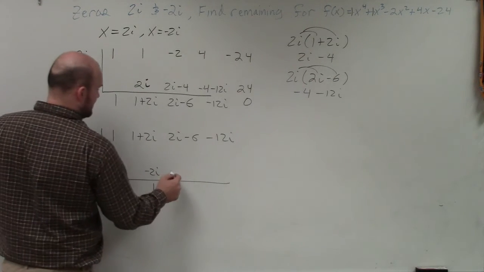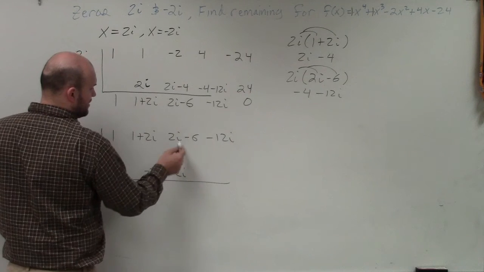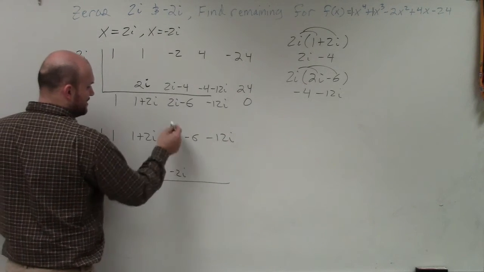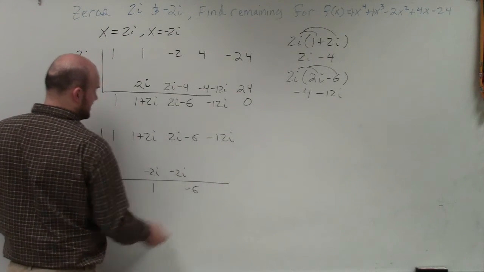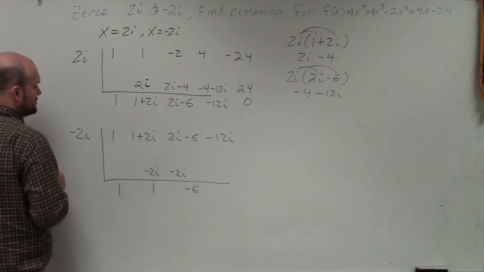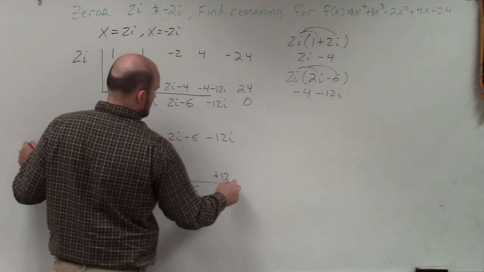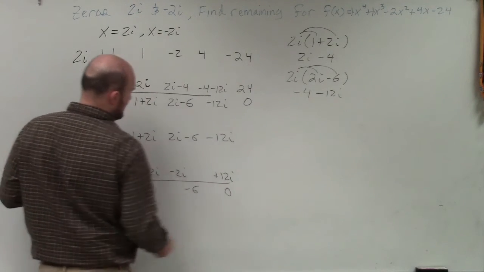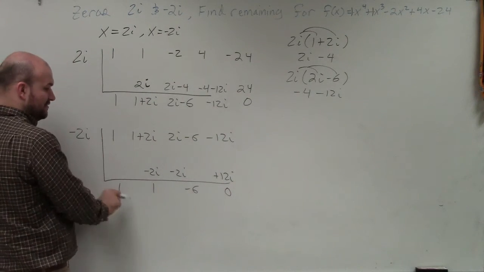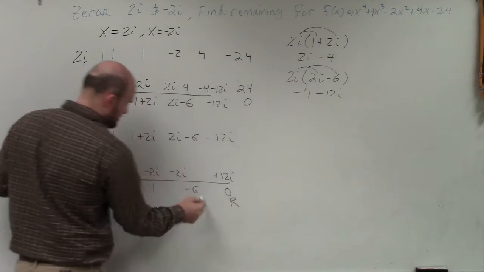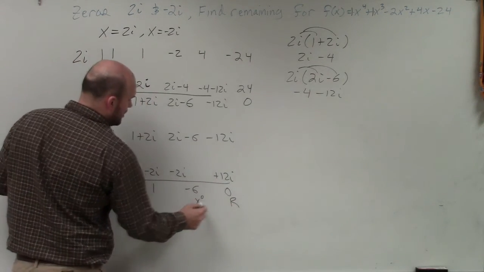1 times negative 2i is a negative 2i. 2i minus 6 plus a negative 2i, those cancel out, so I'm left with a negative 6. Negative 6 times a negative 2i is going to be a positive 12i. And therefore, you can see, again, we have a remainder of 0. So I've factored it further. Now I'm going to write this one because now my coefficients are real numbers.